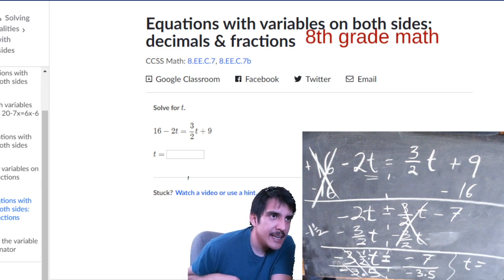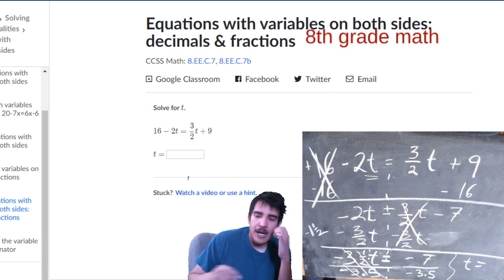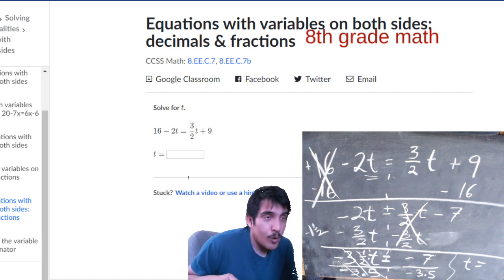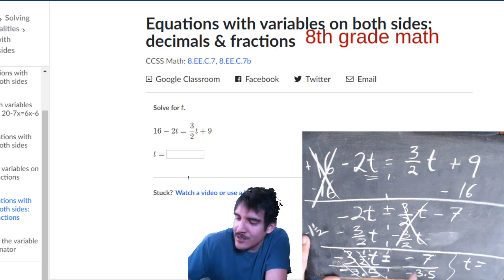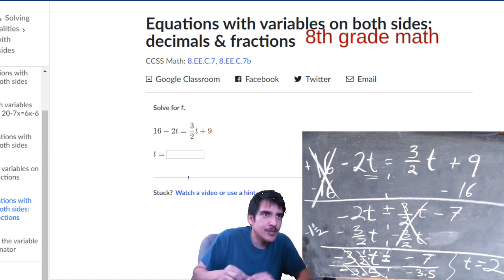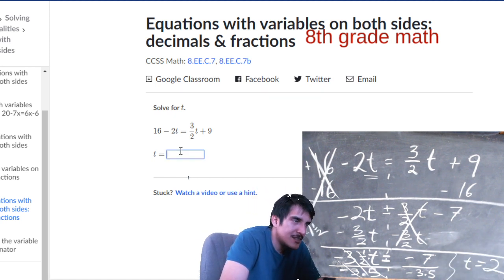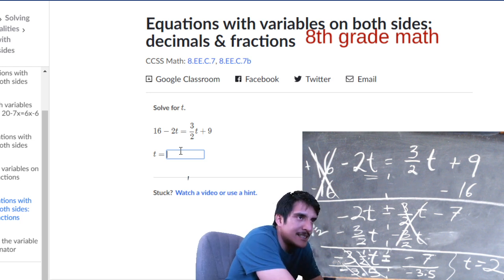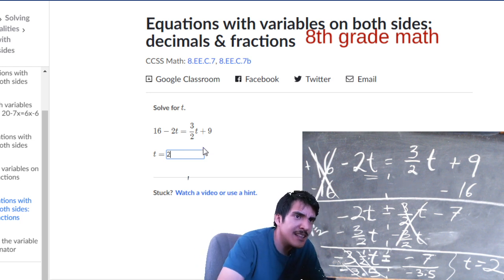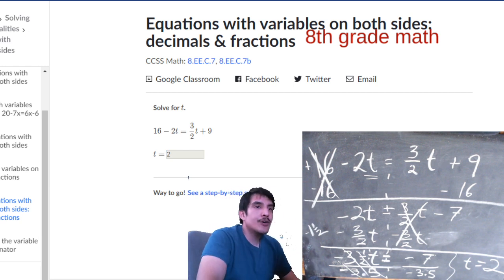Okay. And then negative 7 divided by negative 3.5. So how many negative 3.5s fit into negative 7? That's the other way you can think about it. Or just put it in your calculator. You will get the answer of negative divided by negative is a positive 2. Okay? If you don't believe me, do it yourself. T equals 2. I think this is the last one, right? Boom. Boom. We are done.